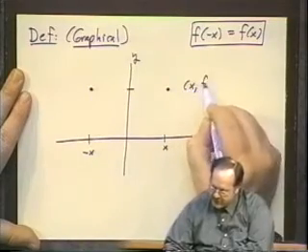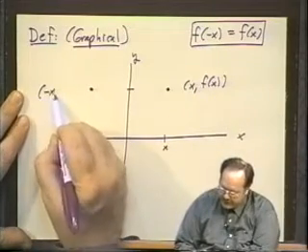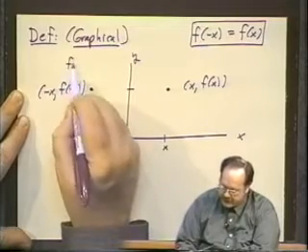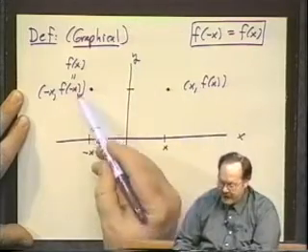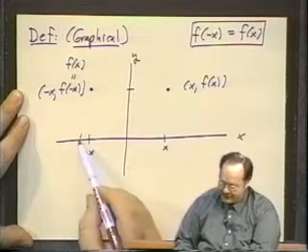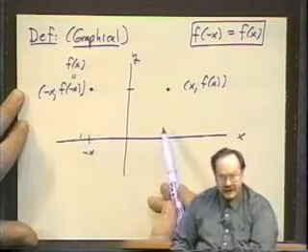This is x, f of x, and this point is minus x, f of minus x, but f of minus x is the same as f of x. So these two points are the same. The height, I'm sorry, the points are not the same, the height of the points is the same. So that is what it means, graphically, to be even.